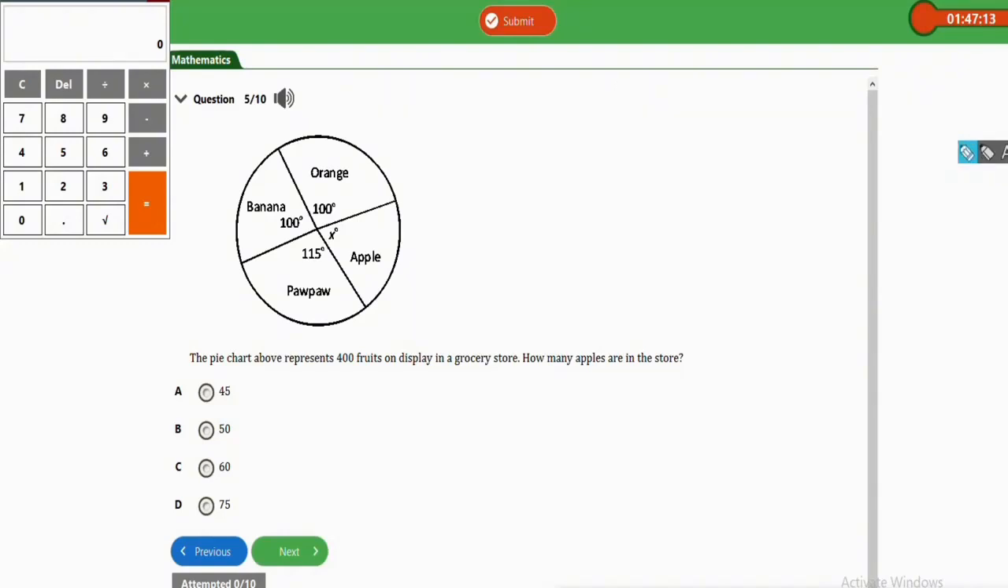This question is actually one of the easiest. We are looking for how many apples are in the store. Basically, you're going to firstly find the value of x, the angle for the apple. So let's find the angle for x. x degrees will be 360 degrees minus 100 degrees minus 100 degrees minus 115 degrees.